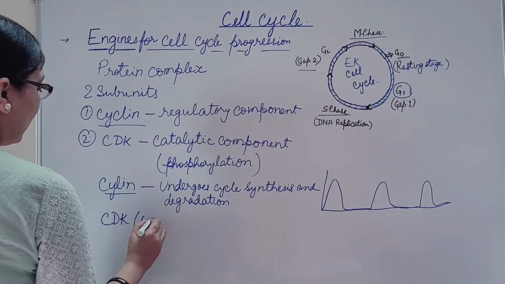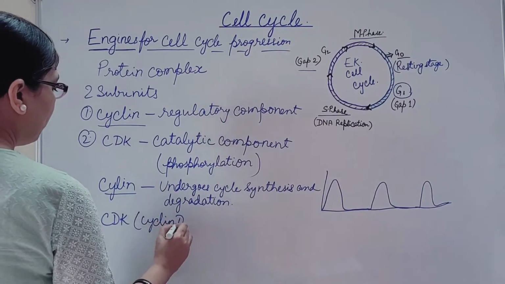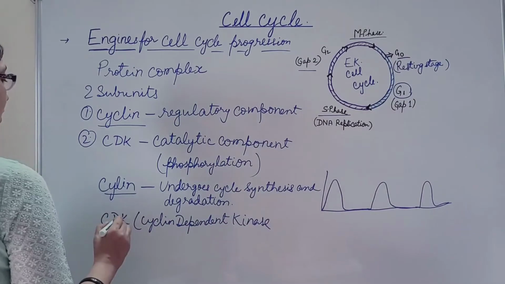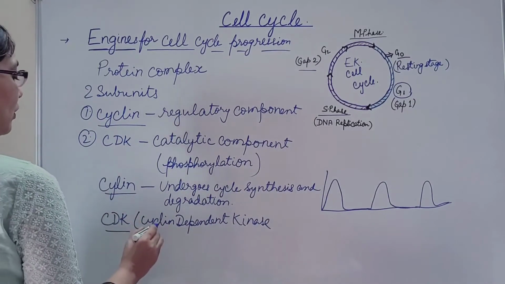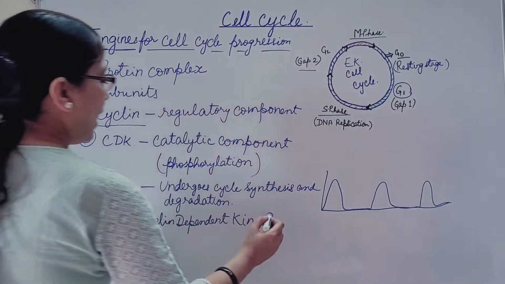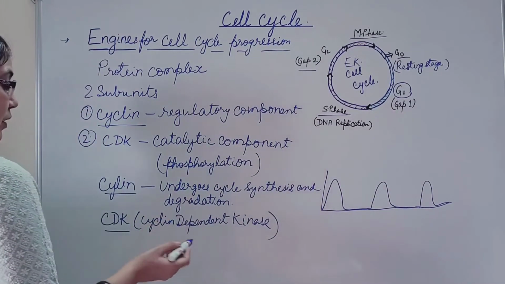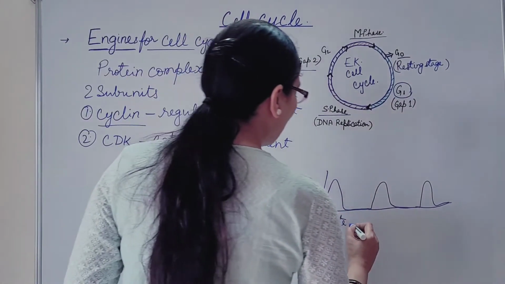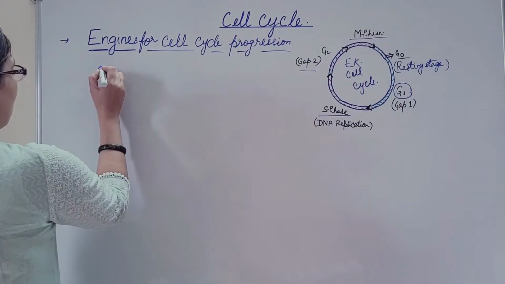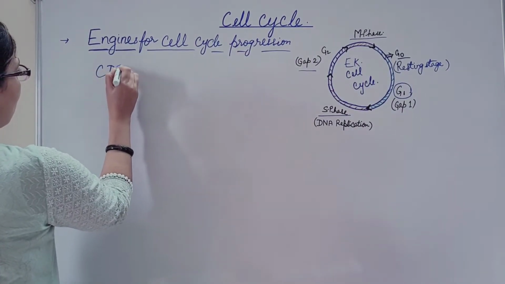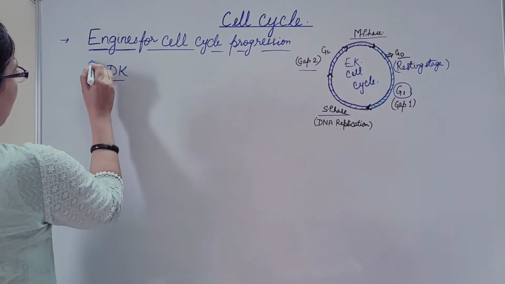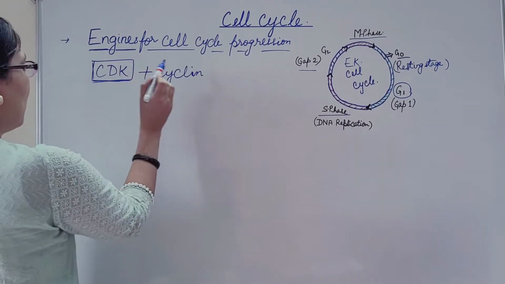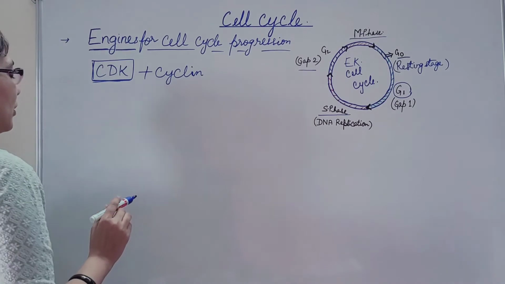CDK is cyclin dependent kinase. The activity of this CDK is regulated by the cyclin, and this cyclin decides the appropriate protein for the phosphorylation. So we have seen that cyclin undergoes synthesis and degradation, but CDK is present throughout the cycle. When the CDK combines with the cyclin, then it is active.